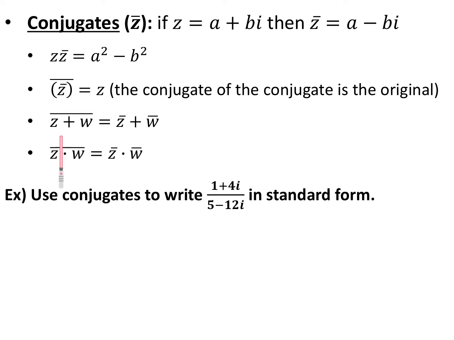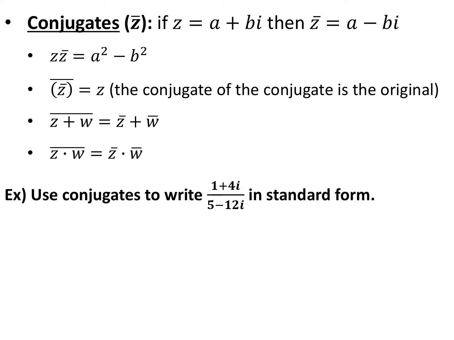If I take two imaginary numbers and add them together and then take the conjugate, it would be the same thing as just taking the two conjugates of the original and adding them. And then same thing with multiplication. If I multiply two imaginary numbers together and then take the conjugate, it's the same thing as if I take the two conjugates and then multiply them by each other. Conjugate pairs come up a lot. There's something we're going to talk about when we're solving polynomials specifically.